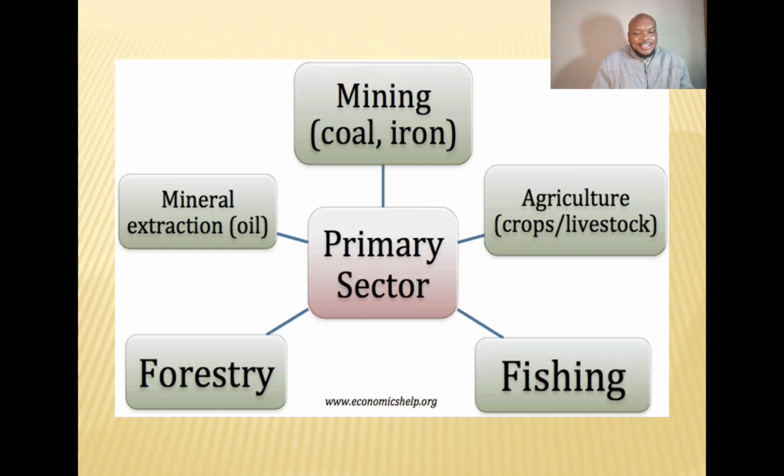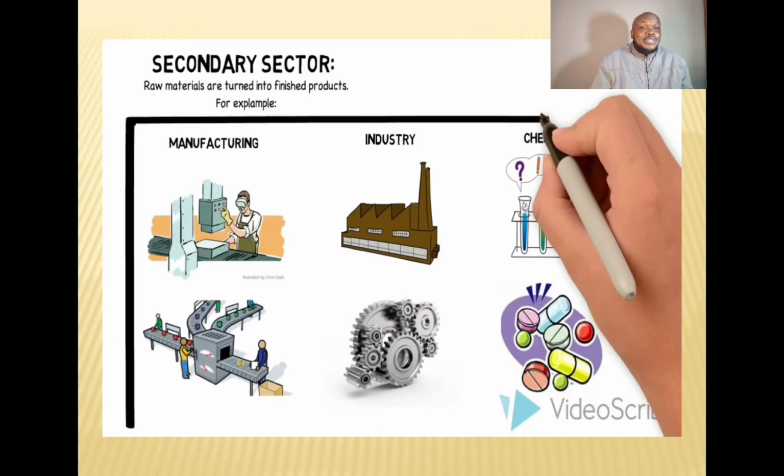As you can see in my next slide or diagrams, the primary sector, as I've mentioned, deals with the extraction of raw material. That's why you can see that mining, agriculture, farming, fishing, forestry, and mineral extraction such as oil fall in the primary sector of the economy. While we are on this one, you need to understand that countries that are less economically developed, their economy focuses more on the primary sector because they don't have the industries that deal with processing the raw material, that deal with manufacturing.